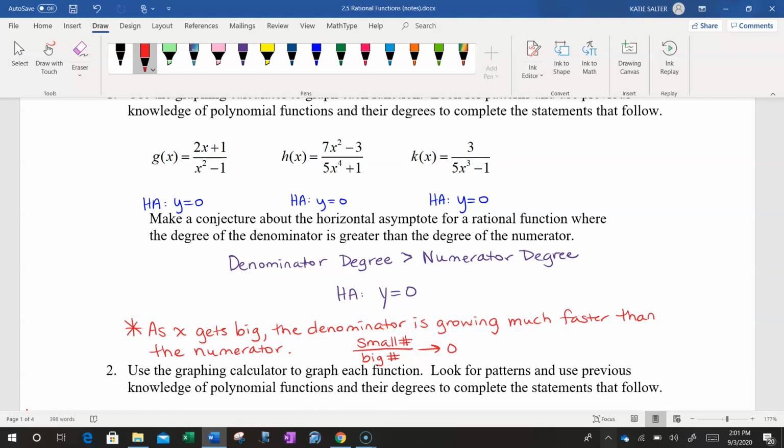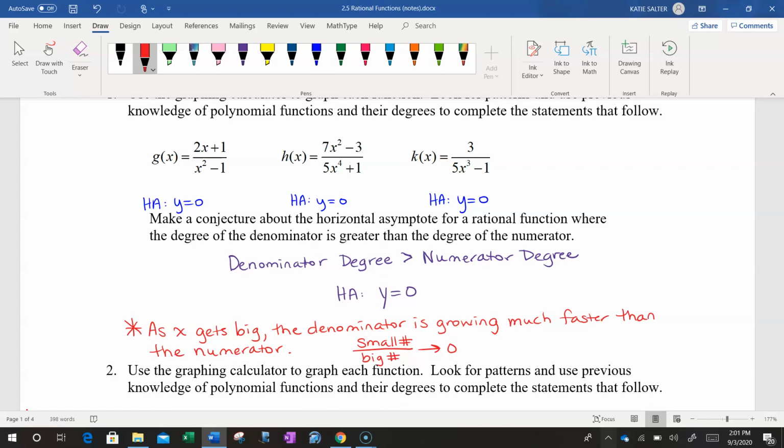The reason why that happens is because as x gets really big, the higher the power of the function, the higher the degree is, the faster that function's growing. A quadratic function grows faster than a linear function. A quintic function grows faster than a quadratic function.